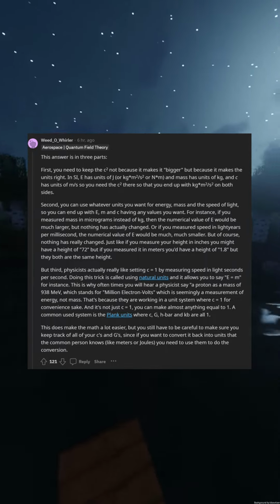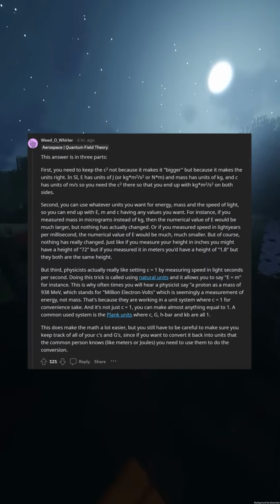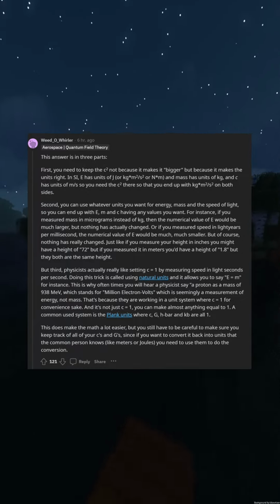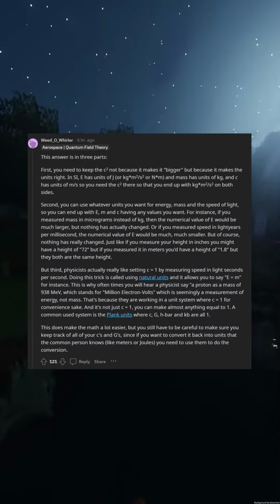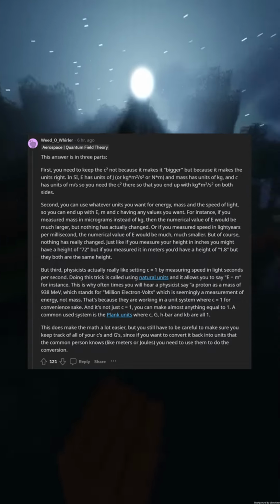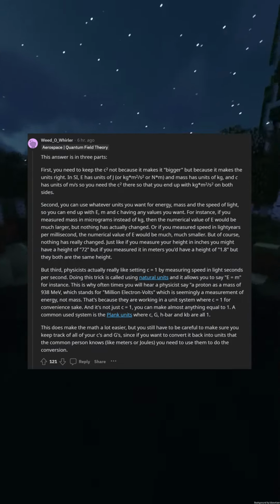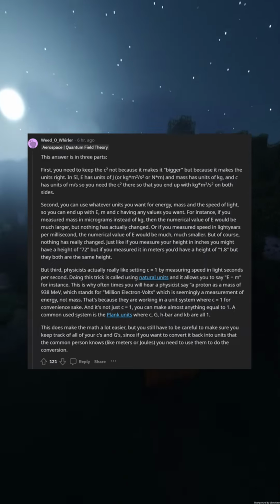Just like if you measure your height in inches you might have a height of 72, but if you measured it in meters you'd have a height of 1.8, but they both are the same height. But third, physicists actually really like setting c = 1 by measuring speed in light seconds per second. Doing this trick is called using natural units, and it allows you to say E = m, for instance.